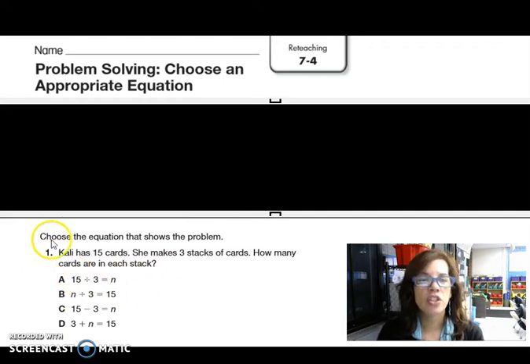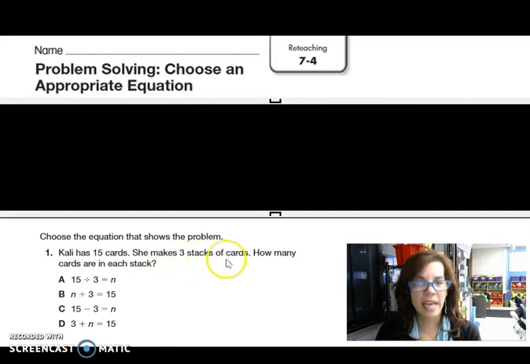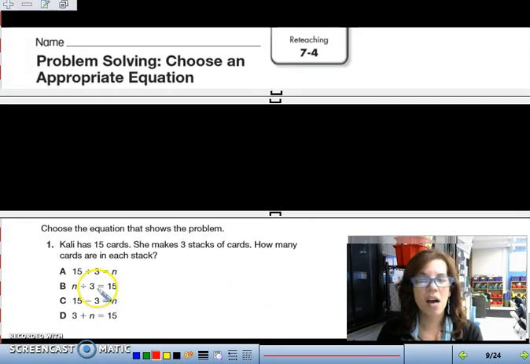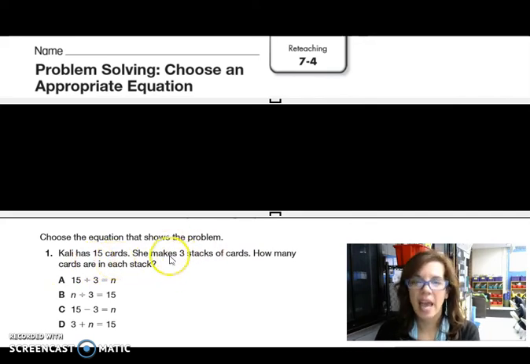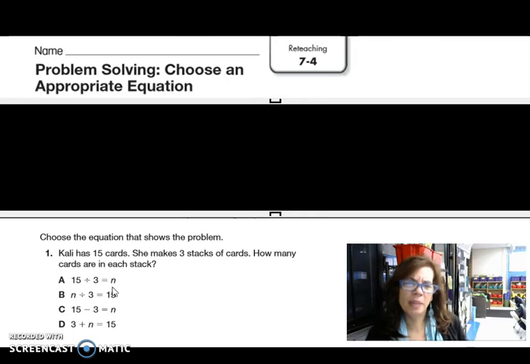So here we have, choose the equation that shows the problem. Callie has 15 cards. She makes 3 stacks of cards. How many cards are in each stack? Now remember, I've been showing you how we can focus on trying to look at this problem and seeing the larger number and then trying to use this as the divisor, how many groups to have. We're looking at 15 divided by 3 will be the missing number. I don't know, but I feel like this is it.